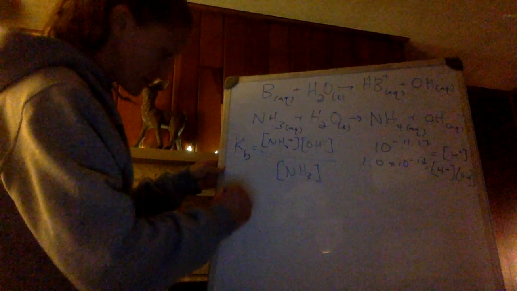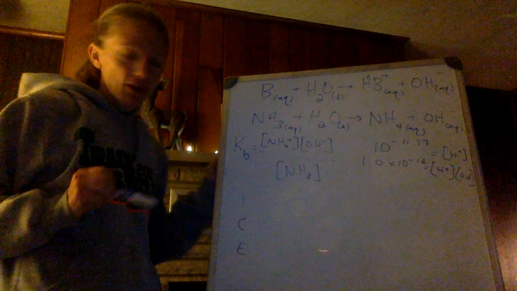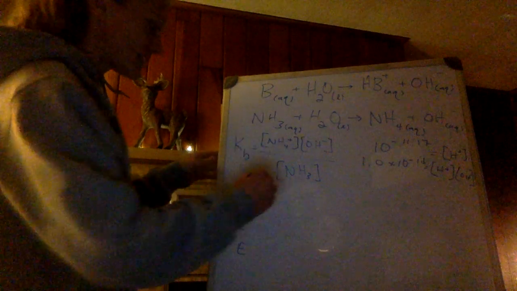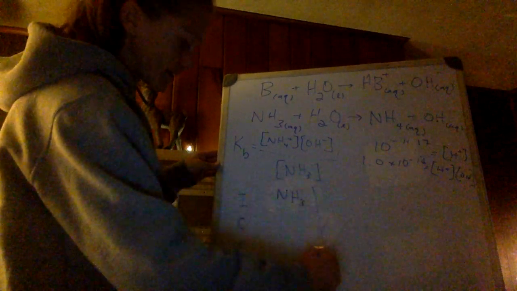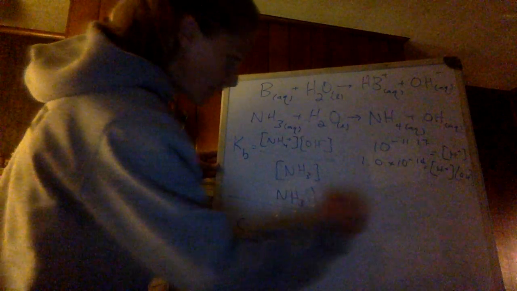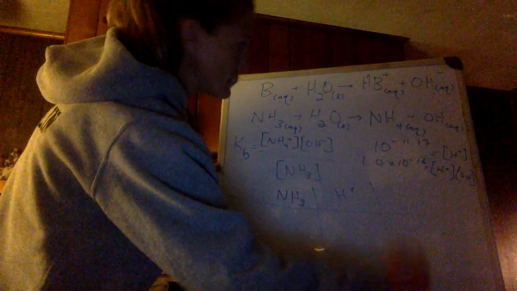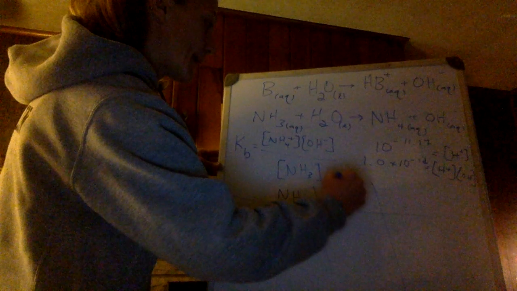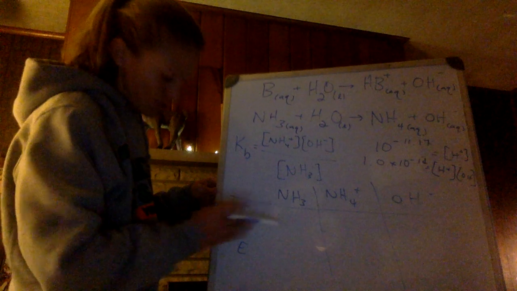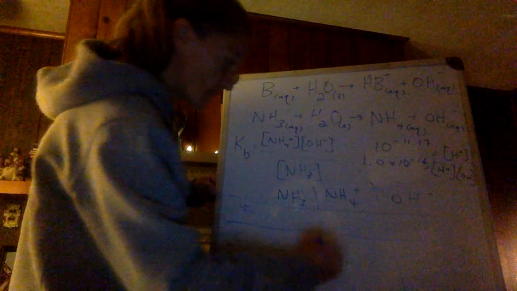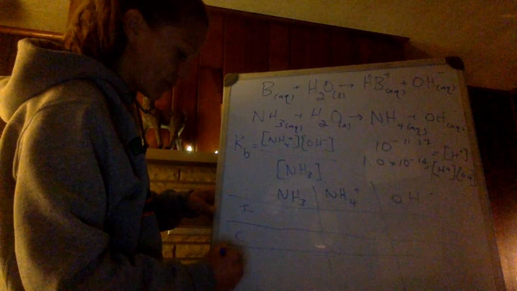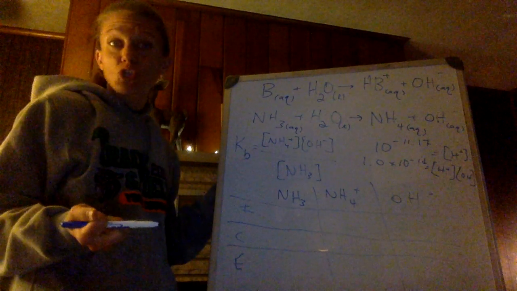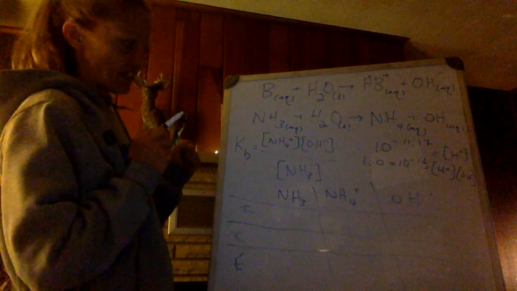Set up my ICE chart. Hoping I'm not running out of room. No, not quite yet. So I've got NH3, HB plus, and OH minus. I, my initial, and my change, and my equilibrium value. I'm probably going to have to erase up at the top once I get these to show you how I solved it. But I think this one's going to be pretty easy.